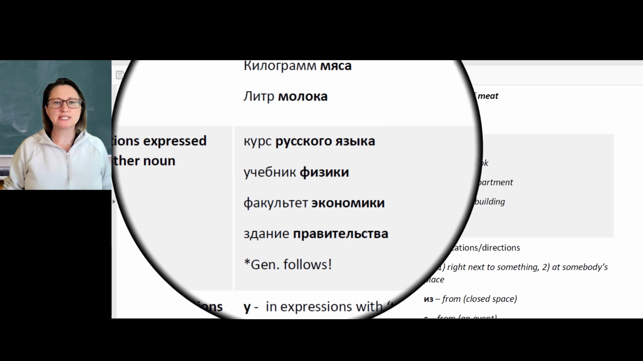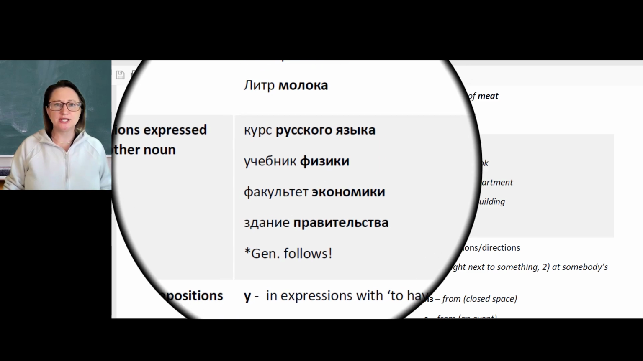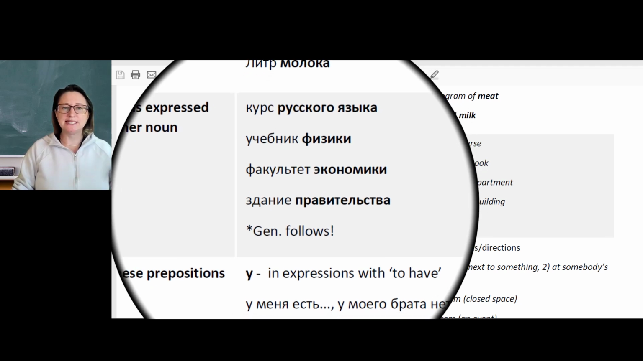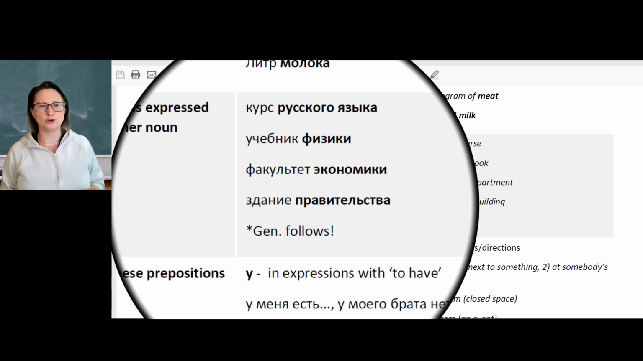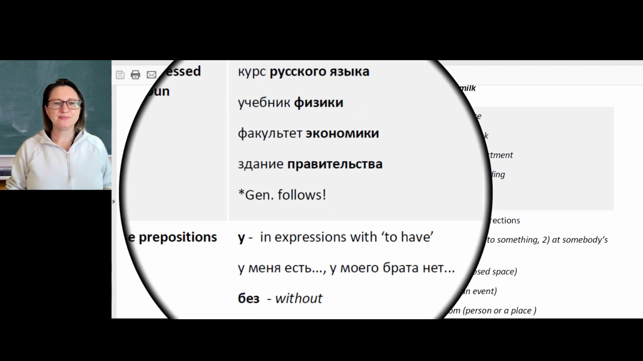So a Russian course is курс русского языка. Physics textbook is учебник физики. Economics department, факультет экономики. And physics and economics in Russian are singular nouns. Government building, здание правительства. So as you can see, genitive follows. And you can probably come up with more examples like that.